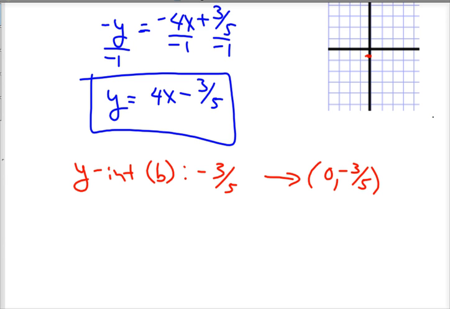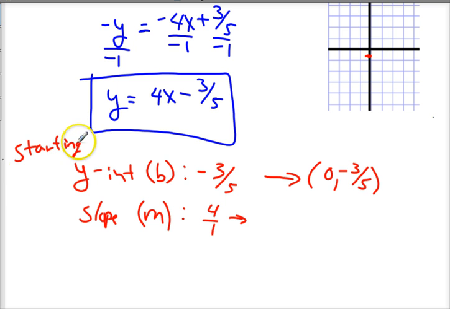The slope, that's what's in front of the x. That's 4, or 4/1. That means going from your y-intercept, which this is your starting point, people. Always start at the y-intercept.